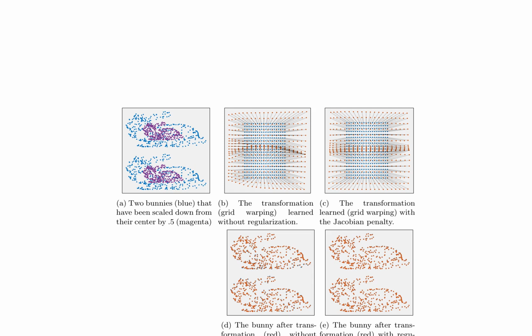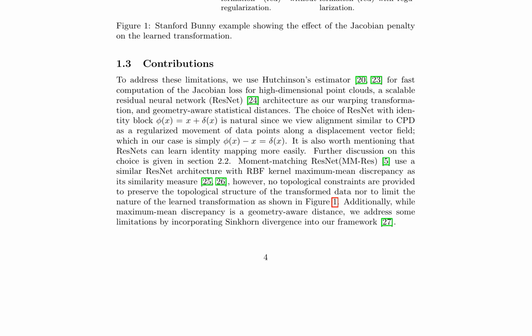The choice of ResNet with an identity block is well suited due to its ability to learn identity mapping easily, aligning with viewing alignment similar to CPD as a regularized movement of data points along a displacement vector field. They also discuss the moment-matching ResNet, kNN-Res, which utilizes a similar ResNet architecture with RBF kernel maximum mean discrepancy as its similarity measure. However, the authors highlight that kNN-Res lacks topological constraints to preserve the topological structure of the transformed data and limits the nature of the learned transformation, as demonstrated in Figure 1.